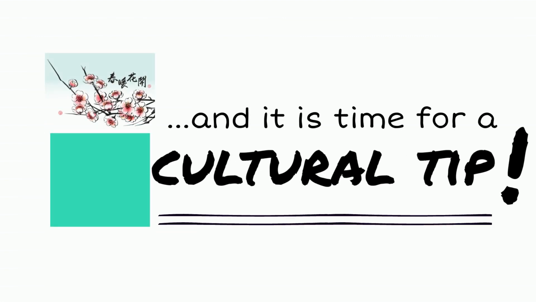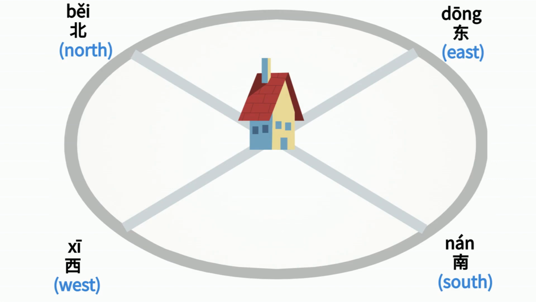Now it's time for a culture tip. You probably have heard that Chinese people like to live in houses that face south. Actually, this is not exclusive to Chinese culture. It's a preference shared by many people worldwide. The scientific reason behind this preference is that a south-facing house receives the maximum amount of sunlight throughout the day.